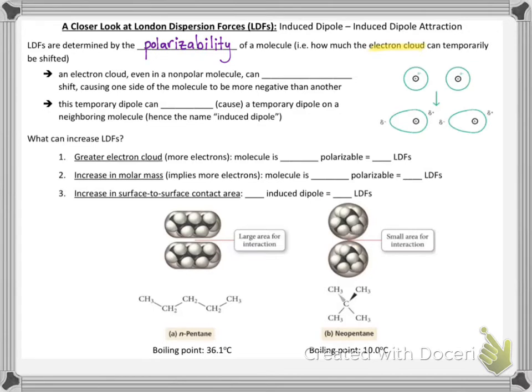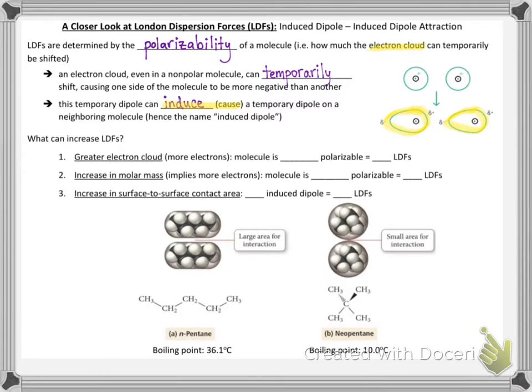I kind of think of it as how squishy it is, because if you can squish the electron cloud, you can create temporary dipoles with partial negatives and partial positives that then basically stick to the partial negatives and partial positives of other molecules. Now, these London dispersion forces come from temporary dipoles, but even a temporary dipole can induce or cause a temporary dipole on a neighboring molecule. That's why these are sometimes known as induced dipole attractive forces. But that doesn't roll off the tongue, so I prefer LDFs.